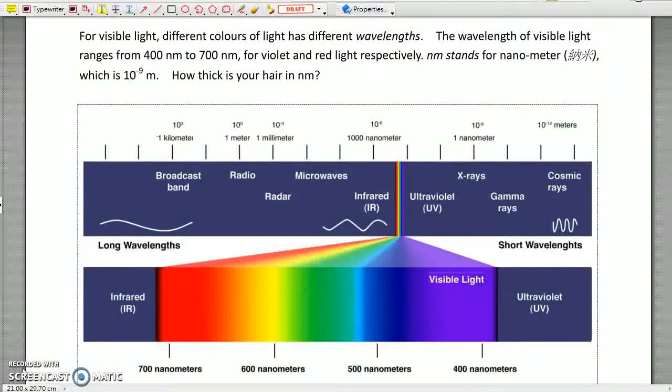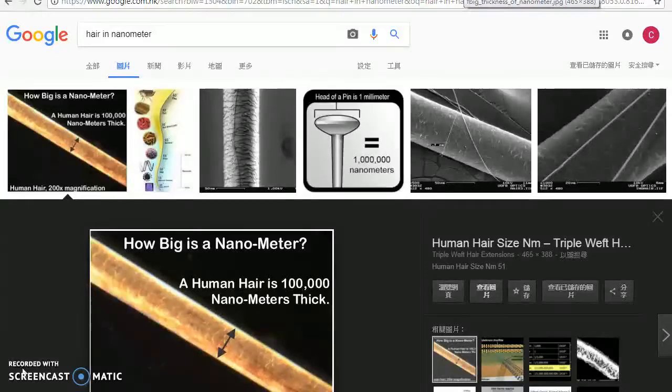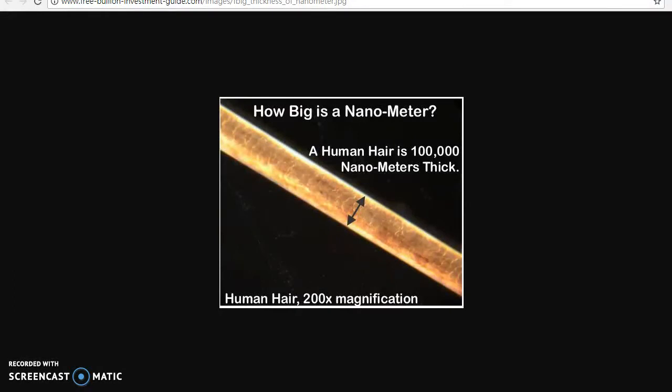The wavelength of light is about 400 nanometers to 700 nanometers, where 1 nanometer means 0.000000001 meter, which is very short indeed. So how thick is your hair in nanometers? Ask your teacher how you may measure the diameter of your hair in the coming lesson.